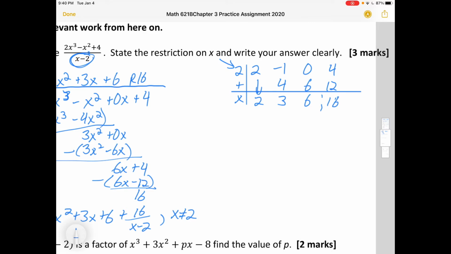You have to write what this means, though. You can't just leave it as 2, 3, 6, 16. That's just numbers. Okay? The result is that you get this polynomial with this bit of leftovers. And again, x can't be 2.